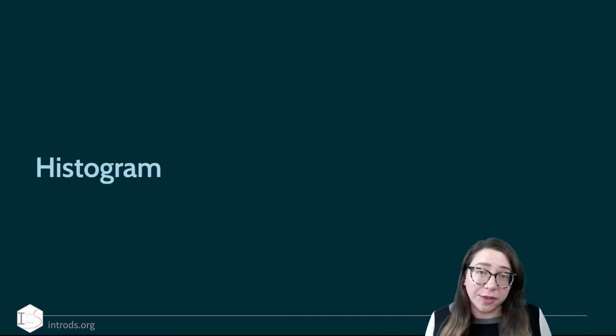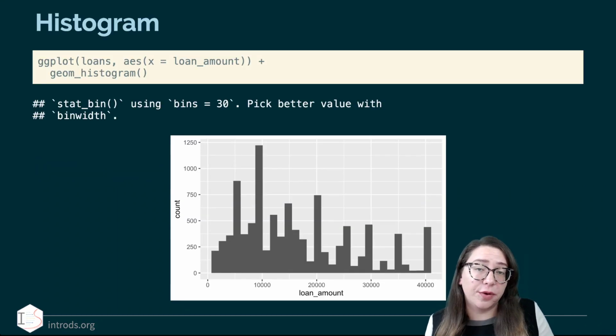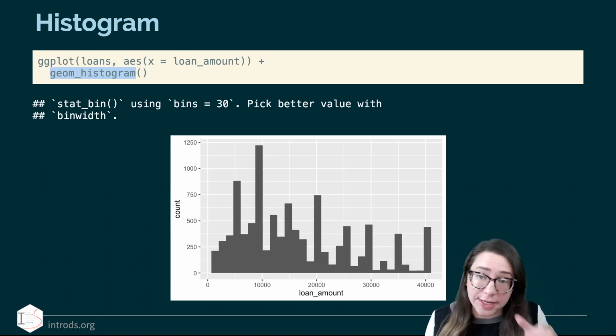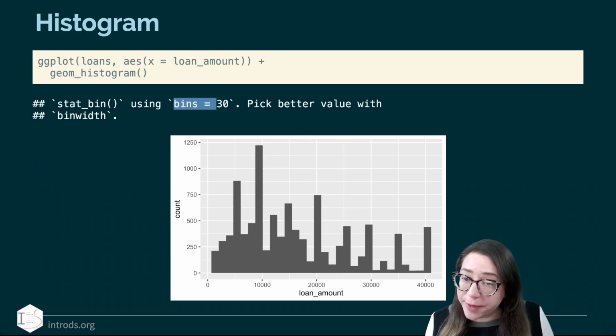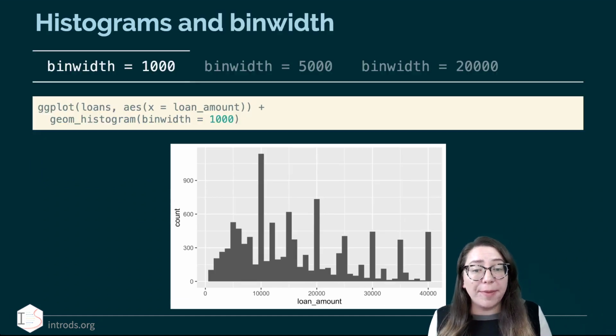One of the most commonly used ways of visualizing numerical data is with histograms, and we can create a histogram with ggplot2 using geom_histogram. When you do this, by default, ggplot is going to report a message which says that it's using 30 bins, so it organizes your data into 30 columns here, and it asks you to pick a better value with binwidth. That is about being explicit about which bin width you want to use and how you want to organize, in this case, these loans.